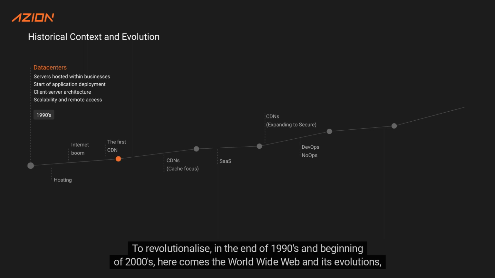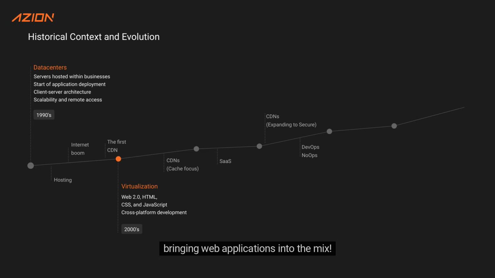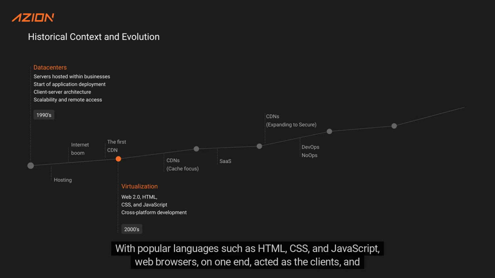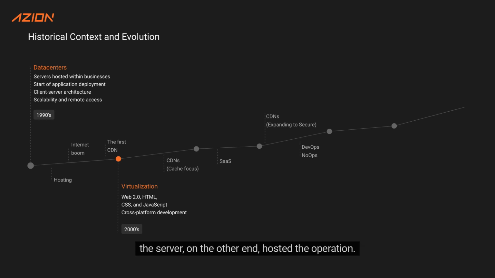To revolutionize in the end of 1990s and beginning of 2000s, here comes the World Wide Web and its evolutions, bringing web applications into the mix. With popular languages such as HTML, CSS, and JavaScript, web browsers, on one end, acted as the clients, and the server, on the other end, hosted the operation. Software development across platforms was never easier.